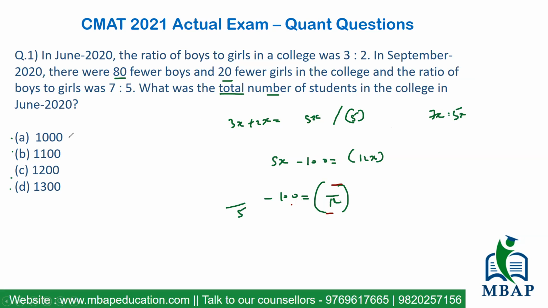1000 minus 100 is 900, not divisible by 12. 1100 minus 100 is not divisible. 1200 minus 100 is not divisible. 1300 minus 100 will give you 1200, which is divisible by 12. So the answer for the given question would be option D, which you can see here.